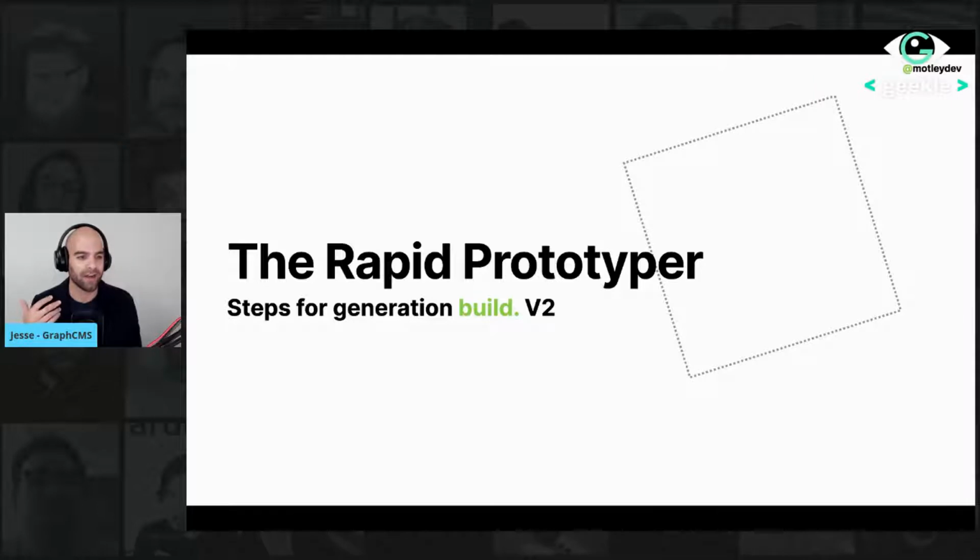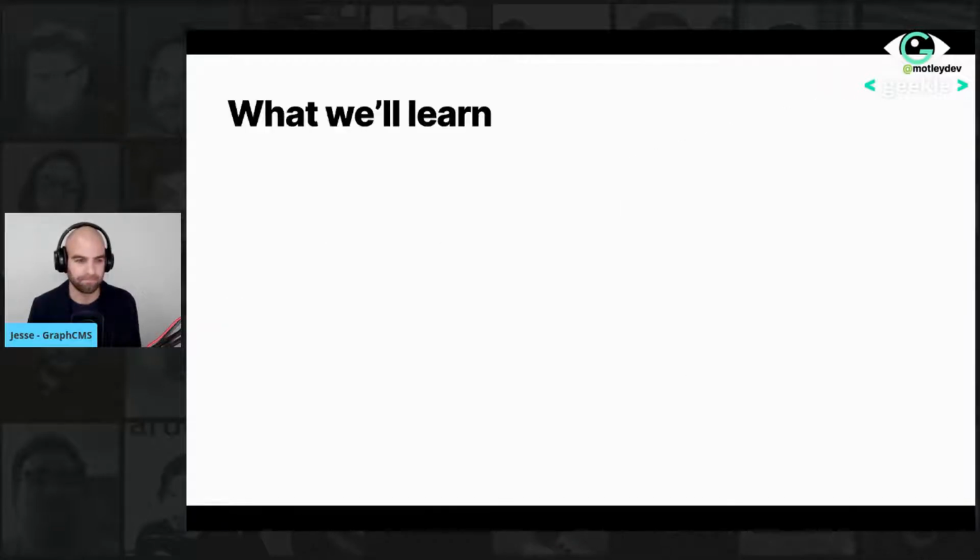So I call this the Rapid Prototyper Steps per Generation Build, and this is version 2 because I literally scrapped my initial idea, and this is what I have for you tonight. I hope that you enjoy it. I think there's some interesting insights here. Again, insights from my time working as a solutions architect, helping serverless companies or companies who are not embracing serverless come into this new era of development, speed, and iteration.